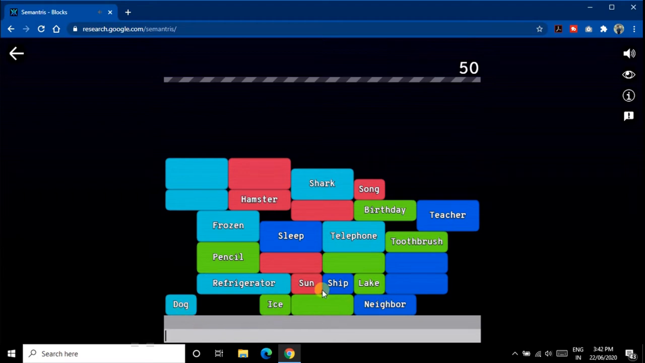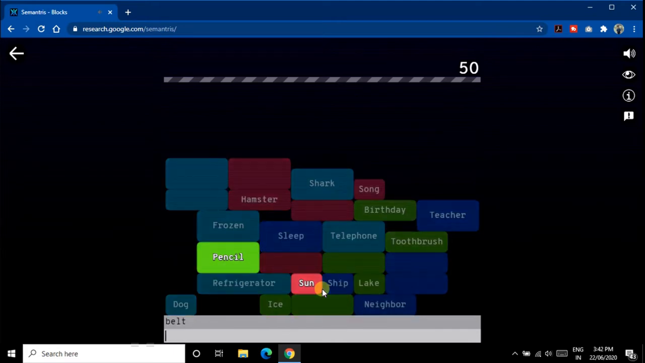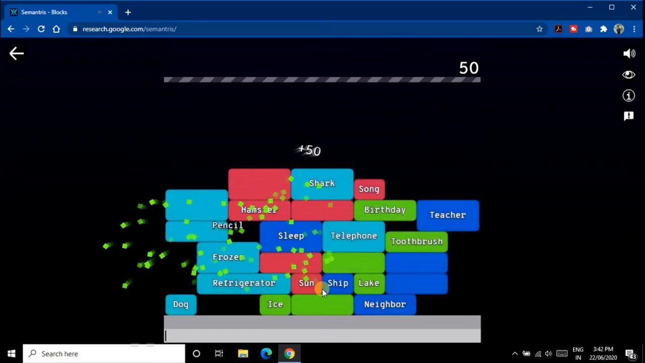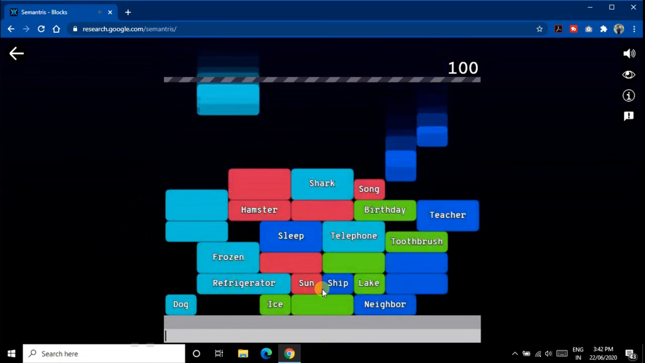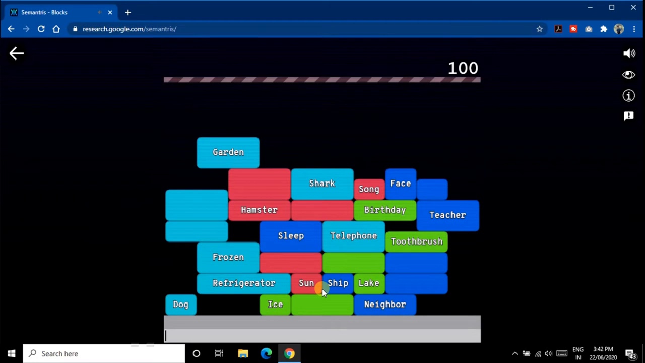I will go for dog. The word dog comes with belt. I'm going to go for belt. So, okay, it took pencil. Well, sometimes it happens. When you type a word and you think it's going to suit that block, but it takes a different word. So that's basically the tragedy of AI. Alright, so let's play ahead, you will come to know.